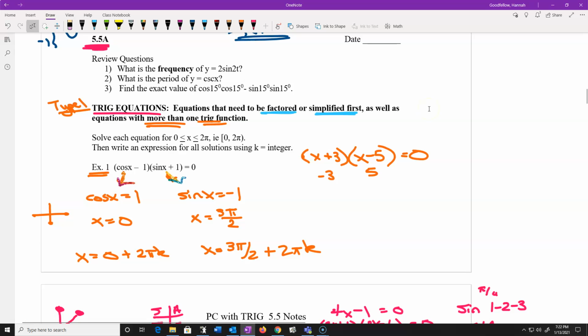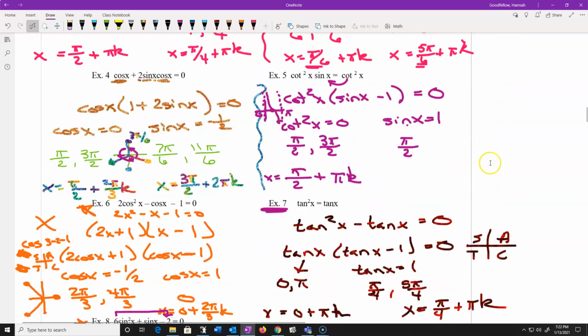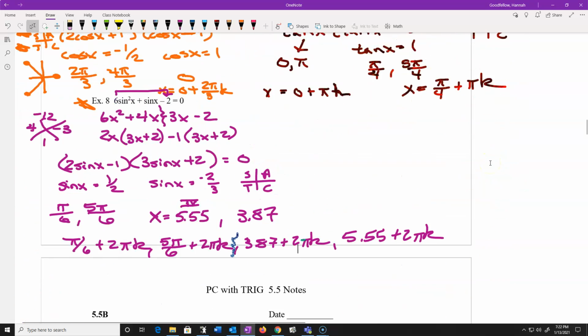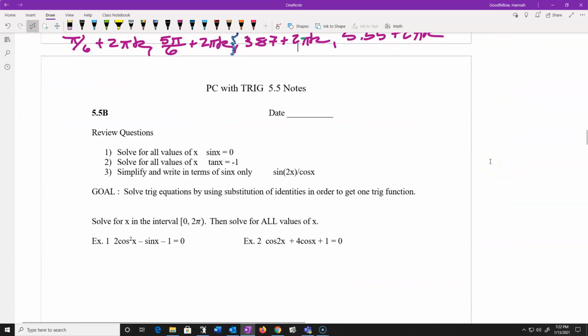Really, the only way to keep getting good at them is to keep practicing, keep doing your homework, checking your answers against your answer documents, and then we will push on to 5.5b tomorrow.